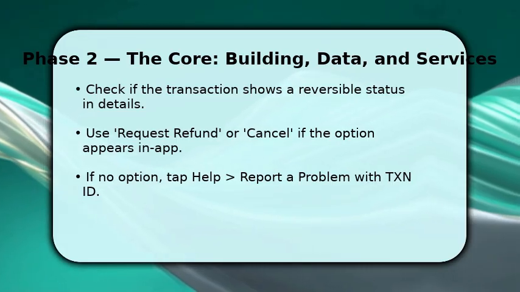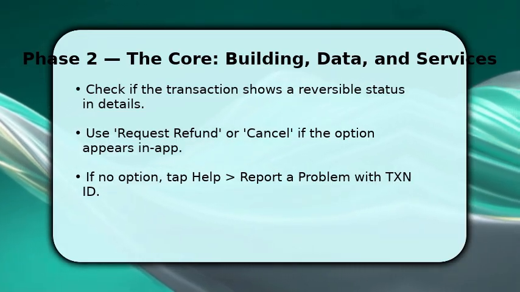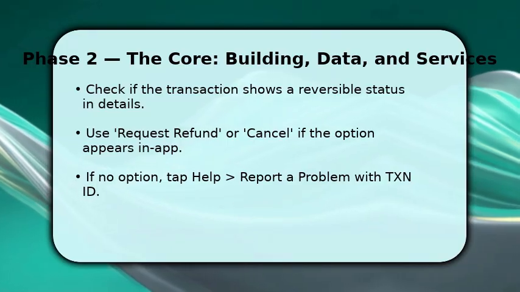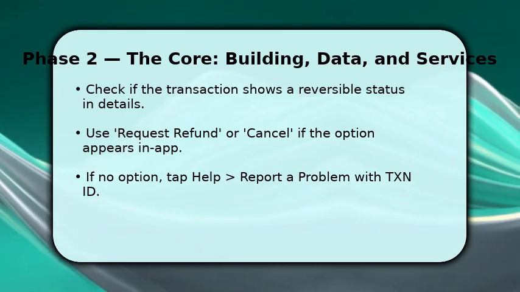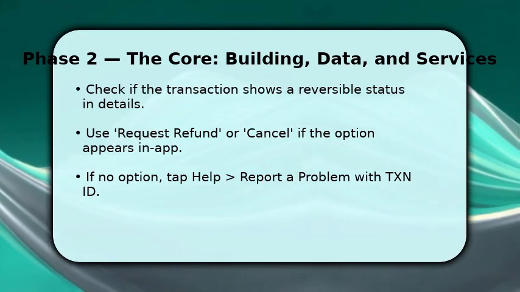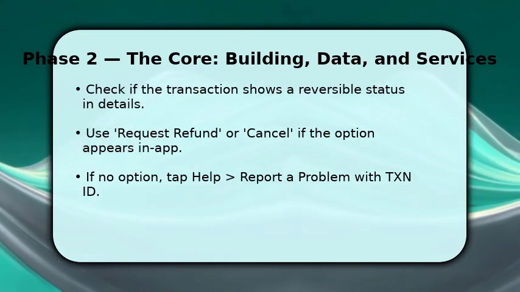If there's no cancel button, immediately use Help, report a problem, paste the TXN ID, explain why you need the transaction unsent, and attach your screenshot. Doing this starts an investigation. Make sure to note the complaint ID they give you for follow-up.